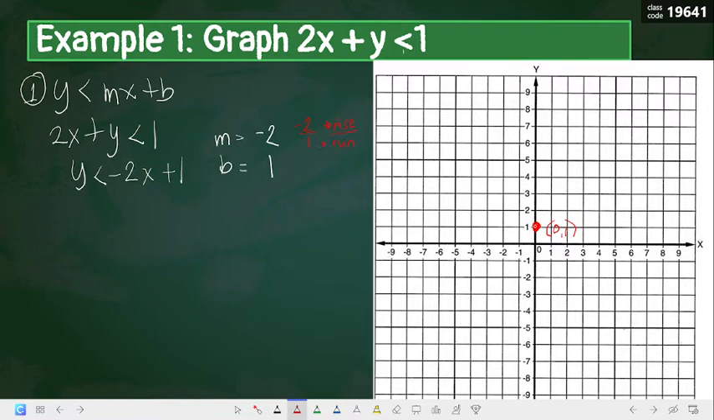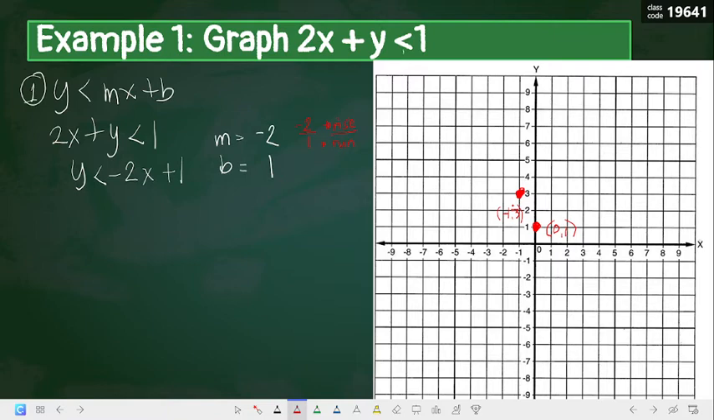So from 0, 1, we're going to move 2 up, so 1 and 2, and we're going to move to the left 1 unit kasi negative siya. So again, 1, 2, then 1 to the left. So this is now negative 1, 3. Then after that, you're going to connect the points.